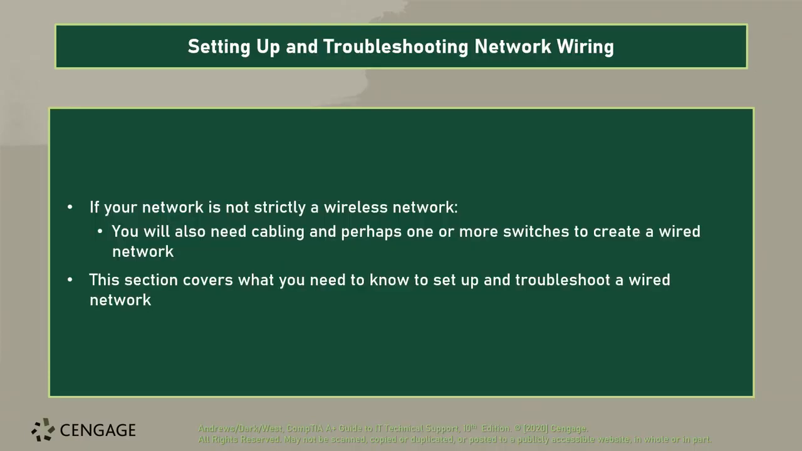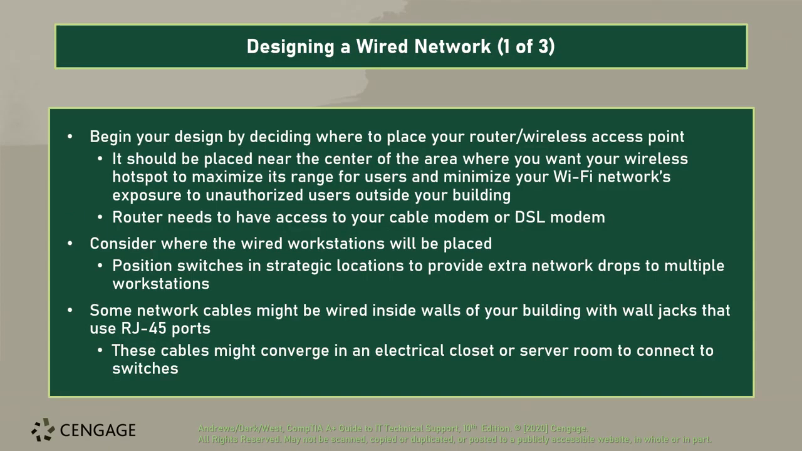Now, setting up and troubleshooting wiring. If your network's not strictly wireless, you'll probably also need some cabling and switches to create a wired network. So this is going to cover that basic setup and troubleshooting. Always plan your design first. Planning is always critical. So try and place your hotspot or access point near the center of the area to maximize its range.